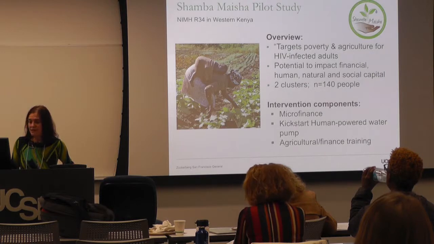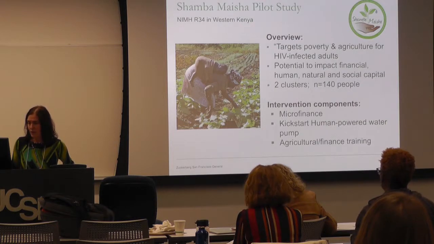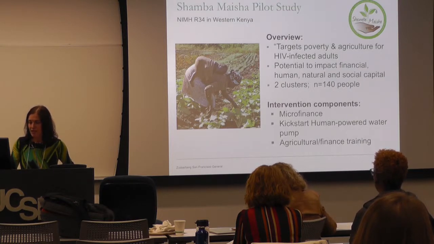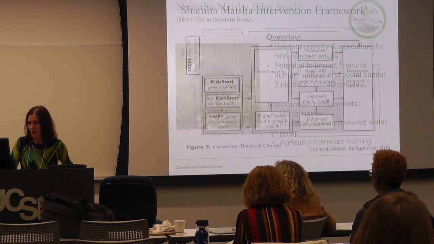We tested this in 2 clusters initially in the R34 stage of 140 people, and are currently in the 4th year of our R01, which I'll get to. The intervention had 3 components: a microfinance loan to purchase a human-powered water pump, as well as other farming implements, the water pump itself, and education in sustainable farming practices, as well as financial management.